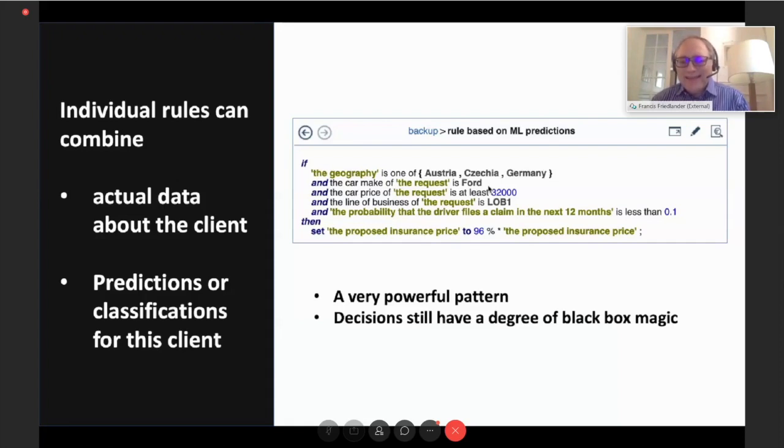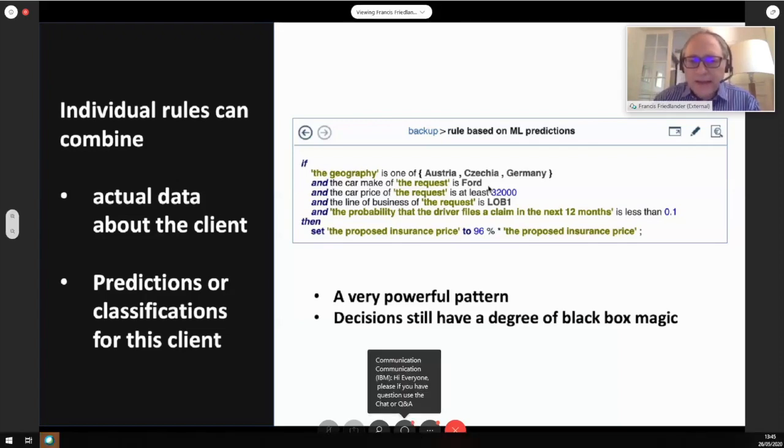The drawback is that it is still a little bit of black box magic, because if you are trying to explain to a client why this client had a 4% and not a 5% reduction or discount, you will say, okay, because your probability to file a claim in the next 12 months is less than 0.1. And the client is going to ask, but how do you know that? So there is still a level of black box magic in this combination. But again, it is extremely powerful, and more of our clients are using that.